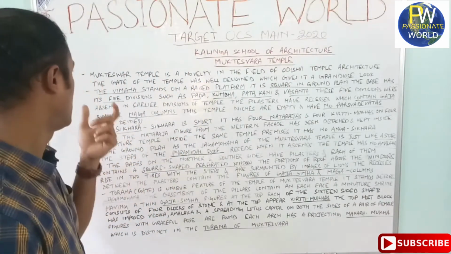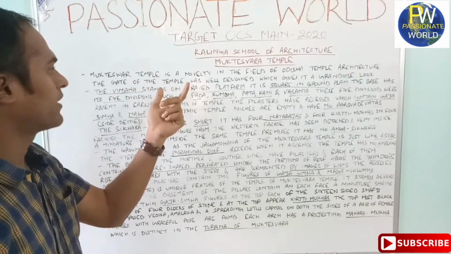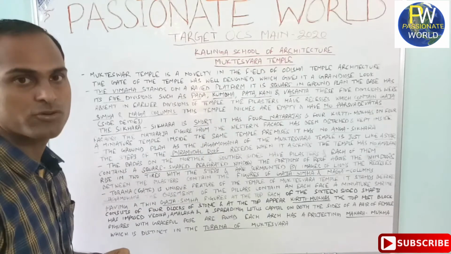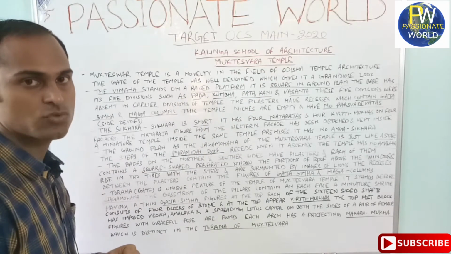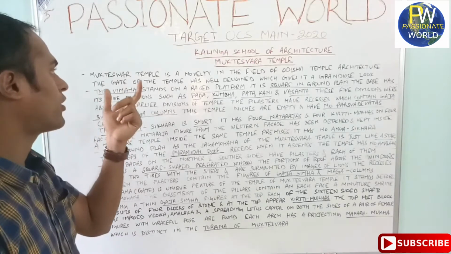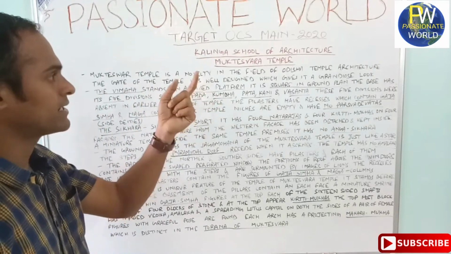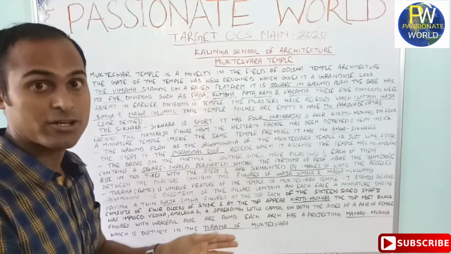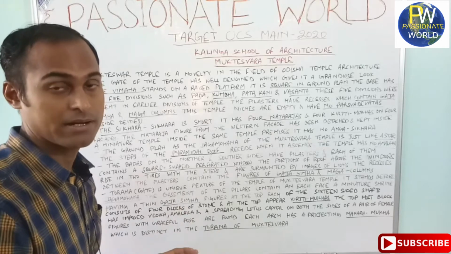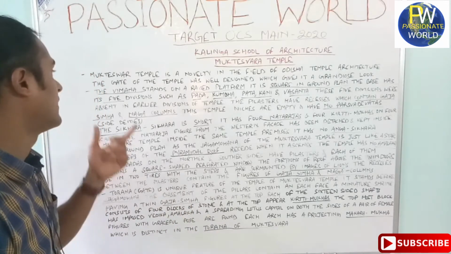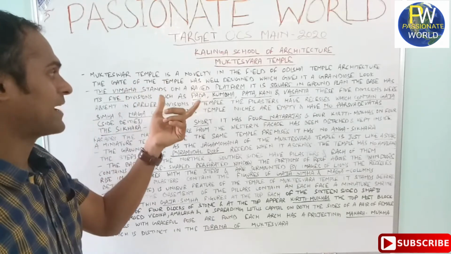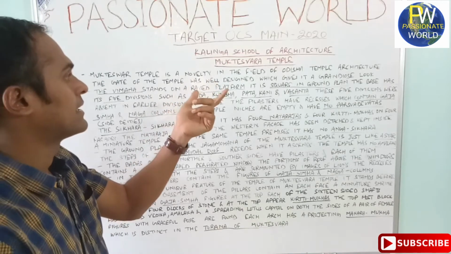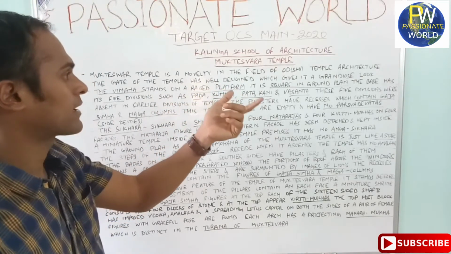Muktesvara temple is the nobility in the field of Odisha temple architecture. The gate of the temple was well designed, which gives it a grandiose look. The gate of the Muktesvara temple is very unique. Then the Vimana stands on the raised platform. It is square in the ground plan.